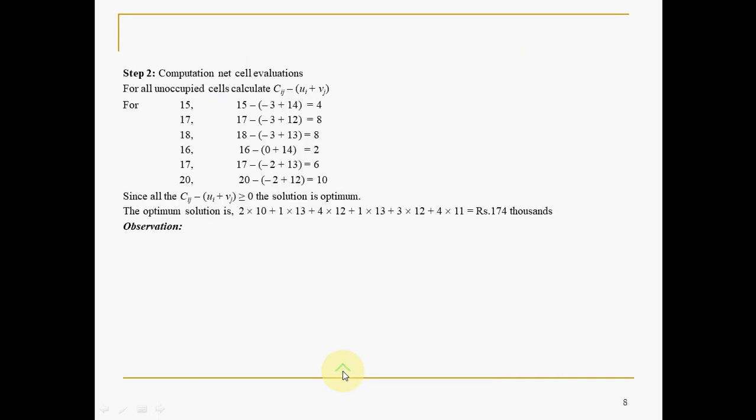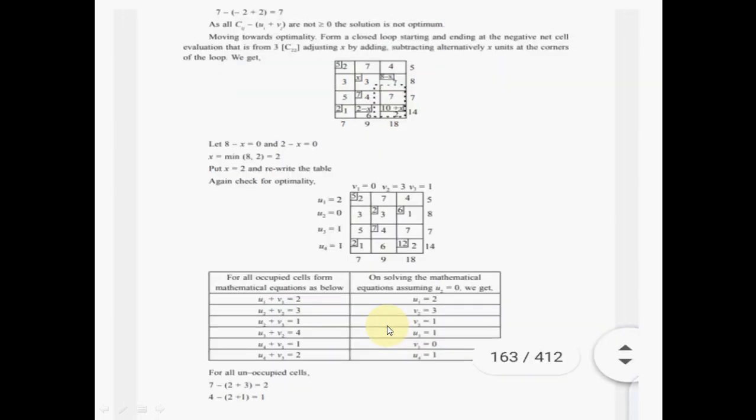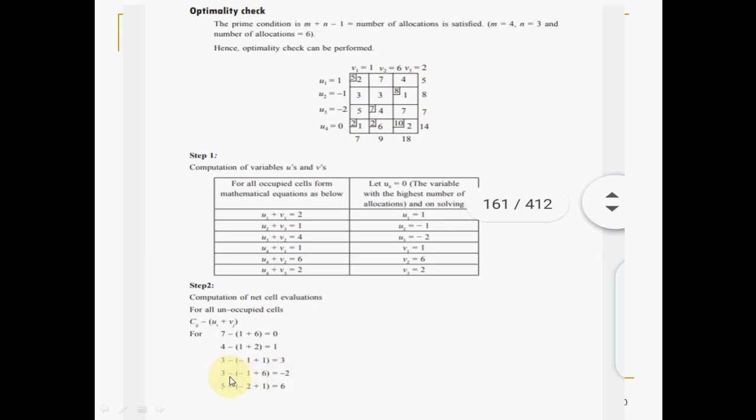Now, as I explained, you will understand this now. If it is negative, what to do? Where did you get that negative? Minus 2, for this cell. If you take the first unoccupied cell, this one, this one, this one, and this one, you got minus 2 here. So from there you have to form the loop. Wherever you got negative, there you try to form the loop.